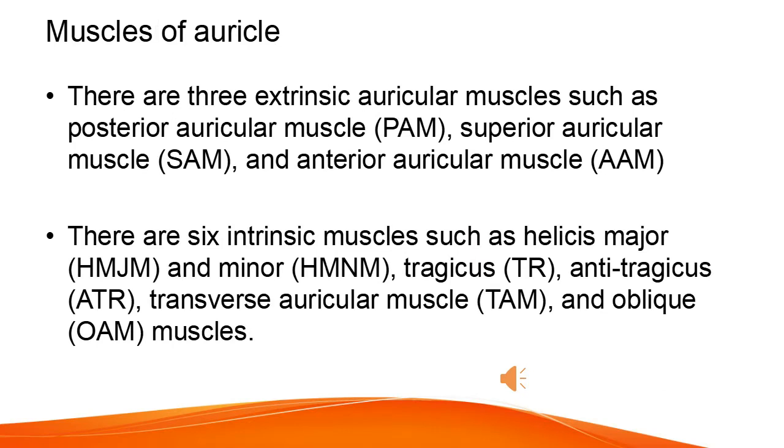Muscles of the auricle. There are three extrinsic auricular muscles: posterior auricular muscle, PAM; superior auricular muscle, SAM; and anterior auricular muscle, AAM. There are six intrinsic muscles: helicis major, HMJM, and minor, HMNM; tragicus, TR; antitragicus, ATR; transverse auricular muscle, TAM; and oblique auricular muscle, OAM.